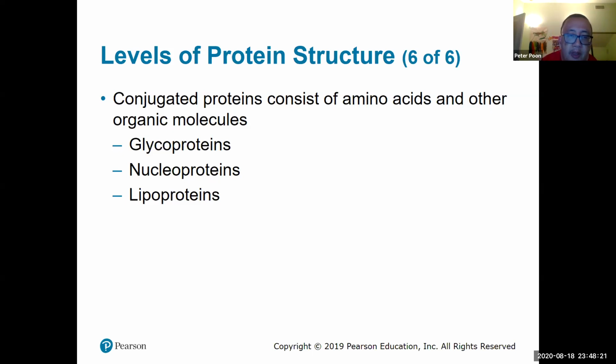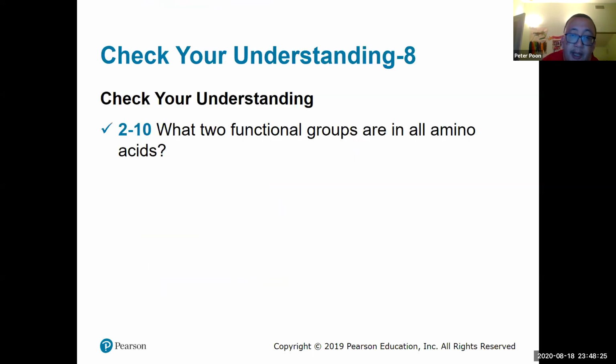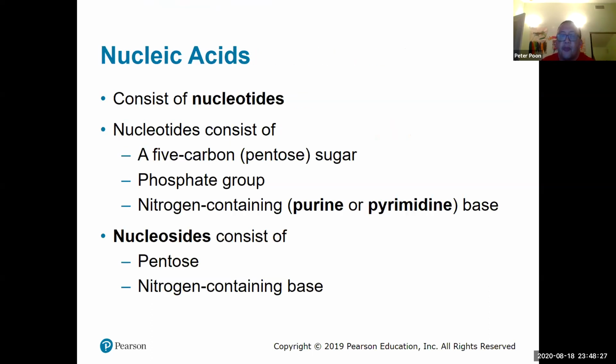All right, we'll skip these guys. Make sure you understand this. Nucleic acids consist of nucleotides. All nucleotides consist of a 5-carbon sugar. A 5-carbon sugar is a pentose, pent-ose. Anything that ends in -ose means a sugar. Then a phosphate group and a nitrogen-containing base, either purines or pyrimidines.